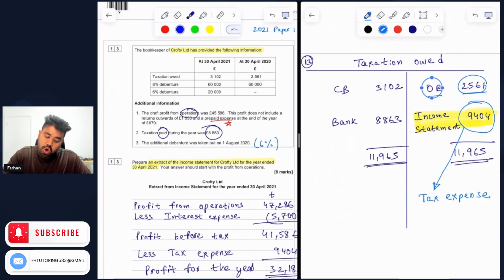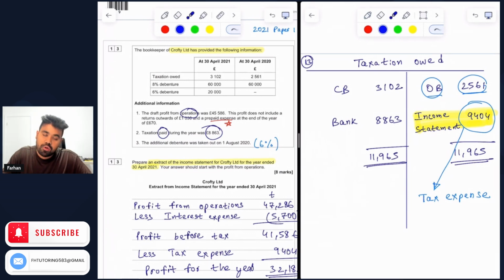And the opening balance is shown here on the credit side within the T account, as we have already figured out, which means that the closing balance needs to be on the debit side, which is the amount given at 30 April 2021 for taxation owed, and that is £3,102. During the year, we know that we have paid taxation, and that was £8,863. So if a company has paid taxes to the government, obviously this refers to a reduction in the balance for the bank account that the company has, because the company will be paying this amount to the government through the funds available in the bank account.